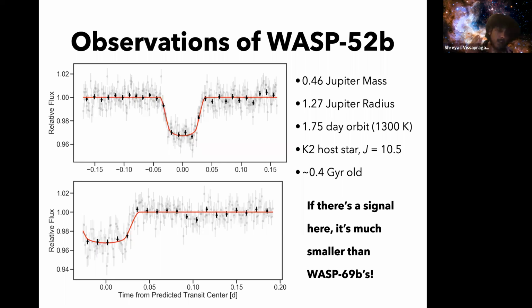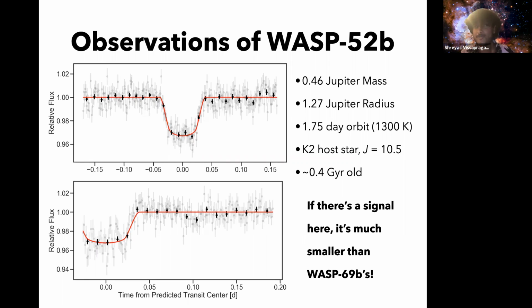And on the left, I show two light curves. The top one has been published, but the bottom one is a new one that we took this summer. And our conclusion here is that if there's a signal, which depending on the data reduction there may or may not be, if it's there, it's much smaller than the signal of WASP-69b.